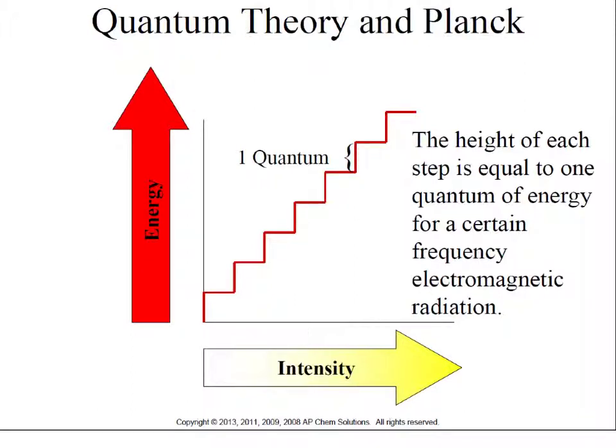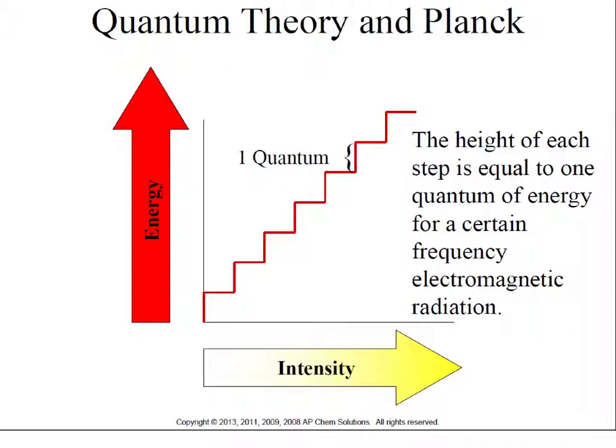So the amount of energy you have to expend is always the energy to go from one step to the other. If you only expend enough energy to go partway, you're not going to get up to the next step. You're just going to stay down here. So one quantum would be the amount of energy, or each step, that you would be required to go up one. So you can't increase the energy of light by a fraction.